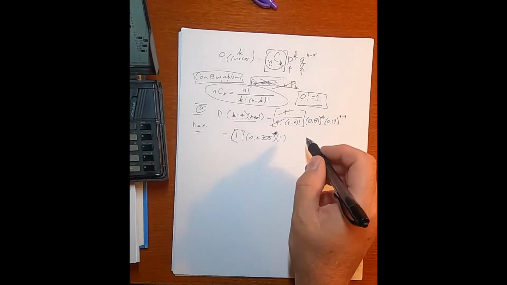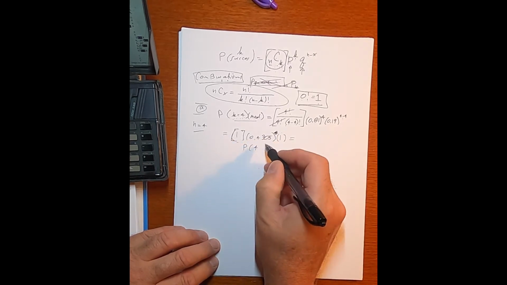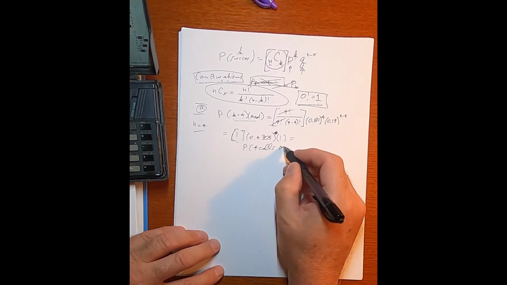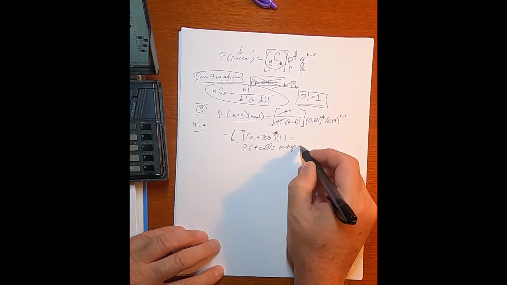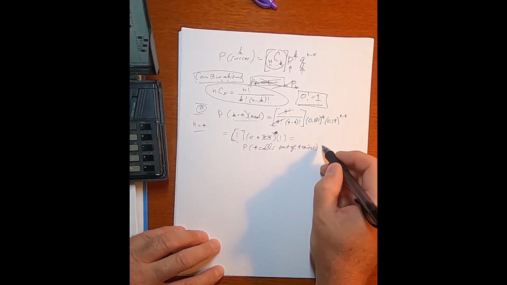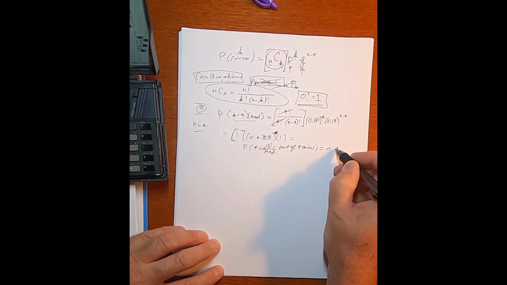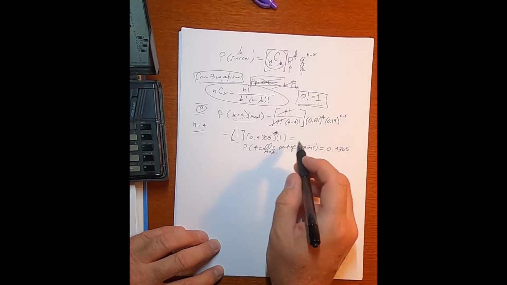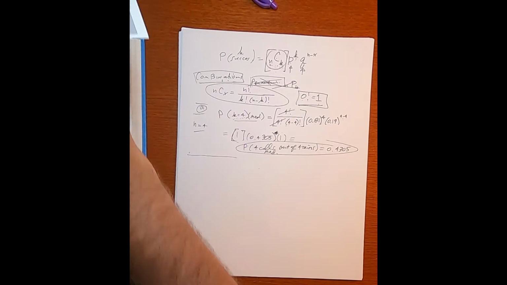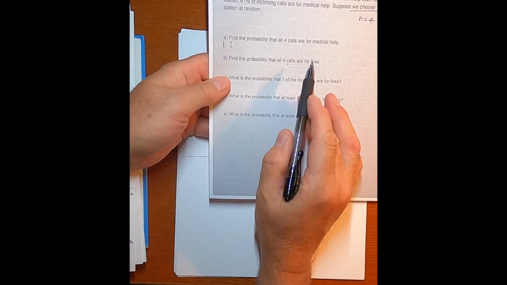So there it is. The probability of 4 calls out of 4 trials being medical equals 0.4305. There you go. That's A. Done. Now, what's the probability that all 4 calls are for fires?